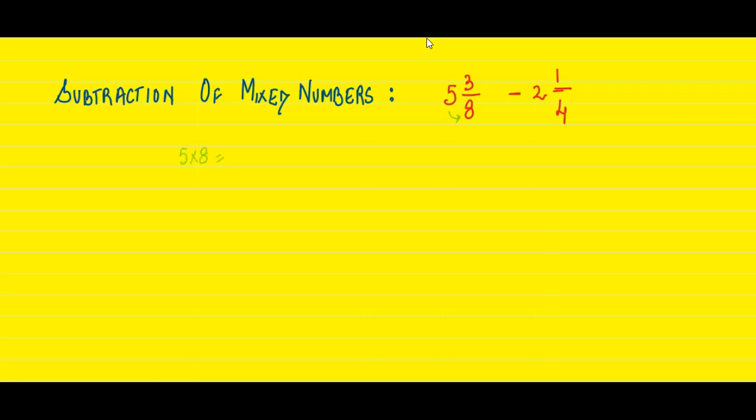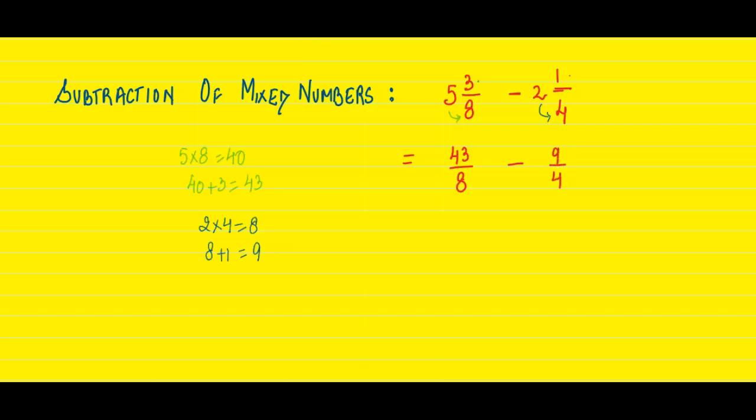we get 40, and we will add this 3 to 40. So we get 40 plus 3 equals 43. So in improper fraction it will look like 43 by 8. And in the same way we are going to multiply 2 by 4 and add 1. So 2 times 4 is 8 and 8 plus 1 is 9. So what do we get? We get 9 by 4.